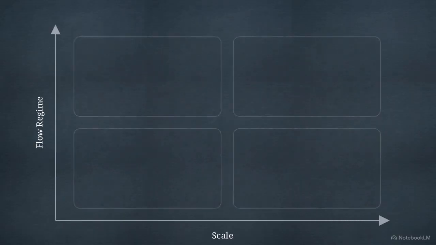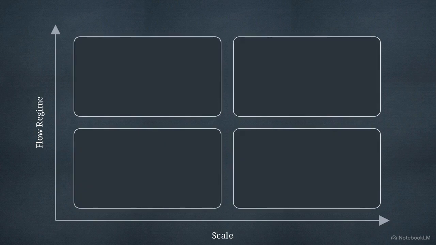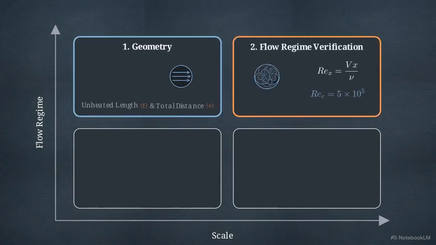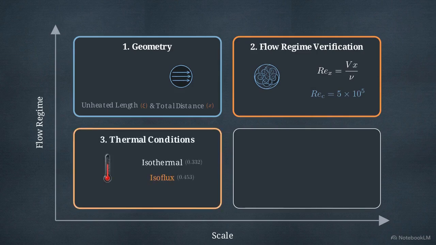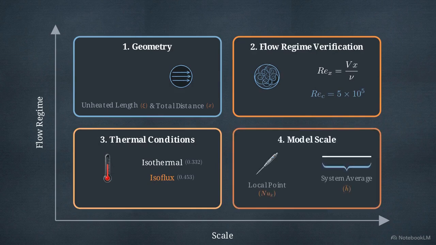Solving external convection problems with unheated starting lengths requires a strict sequential process. You identify your geometry, calculate the Reynolds number to verify the flow regime, confirm your surface thermal conditions, and finally, decide whether your thermal model needs local point data or a system-wide average.